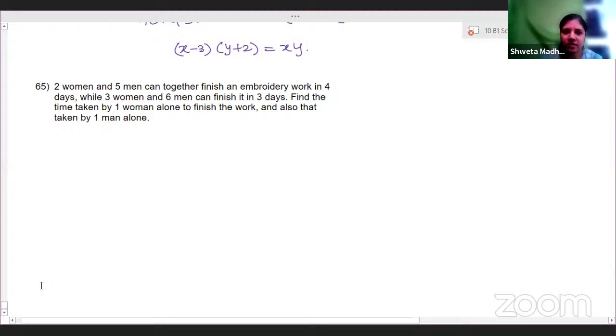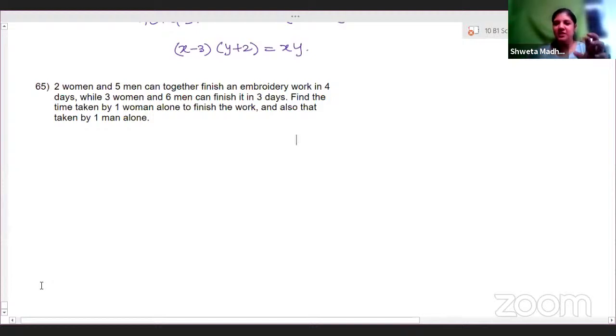So the next question is: 2 women and 5 men can together finish an embroidery work in 4 days. If the 2 women are working together with 5 men, 7 people working, then they finish that work in 4 days. Now if 3 women and 6 men are working, the number of people has increased, then the full work will be finished in 3 days. Now you have to find the time taken by 1 woman and 1 man alone. If the same work is done alone by a single woman and a single man, in how many days will they complete that work? In such questions, every day how much amount of work they are doing, that rate is changing in proportion.